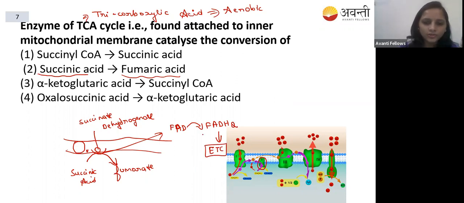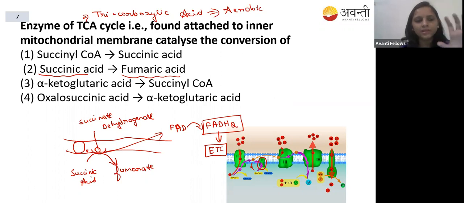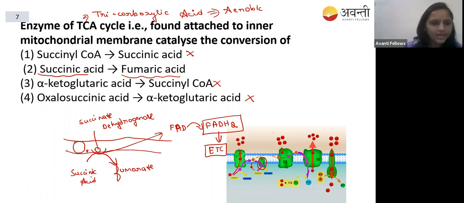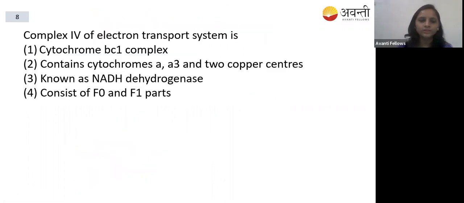Yes. So that's the reason the correct answer is succinic acid, which is converted into fumaric acid by the enzyme present on the mitochondrial inner membrane, that is succinate dehydrogenase. Not succinyl-CoA, not alpha ketoglutaric acid, and not oxalosuccinic acid either. The correct answer is option 2, whereas other options are wrong. I think you understood this. Let us go to the next question.